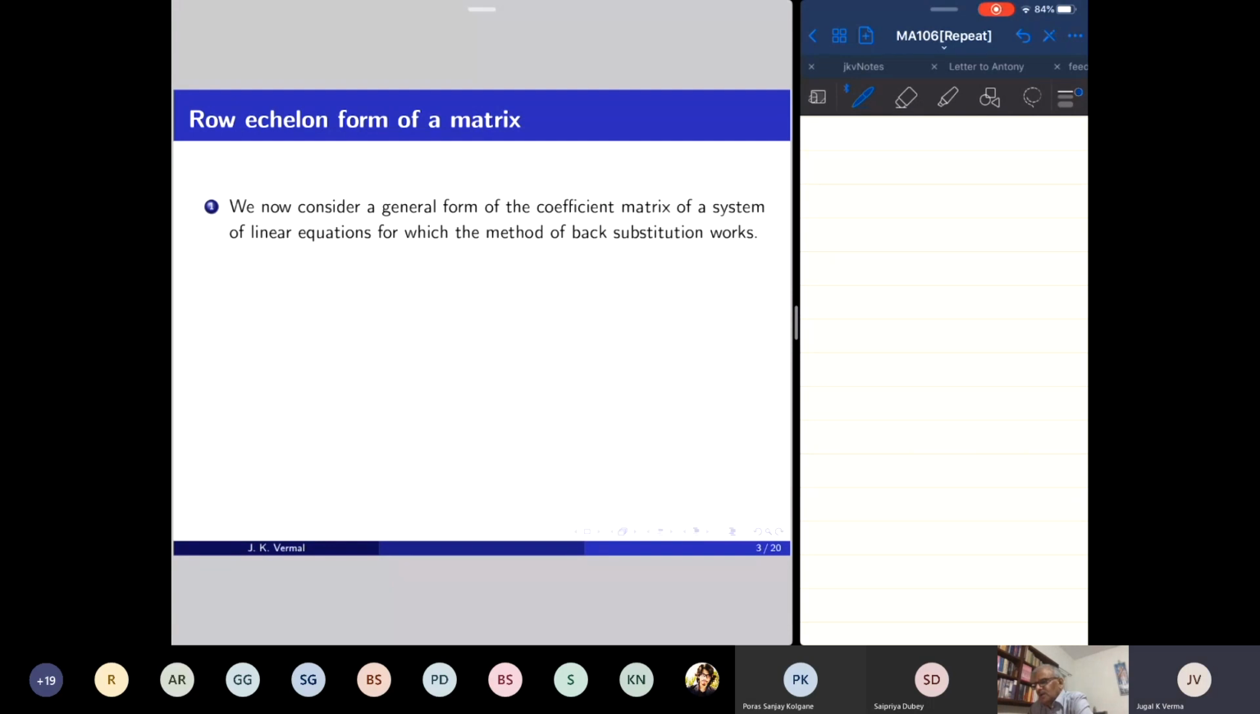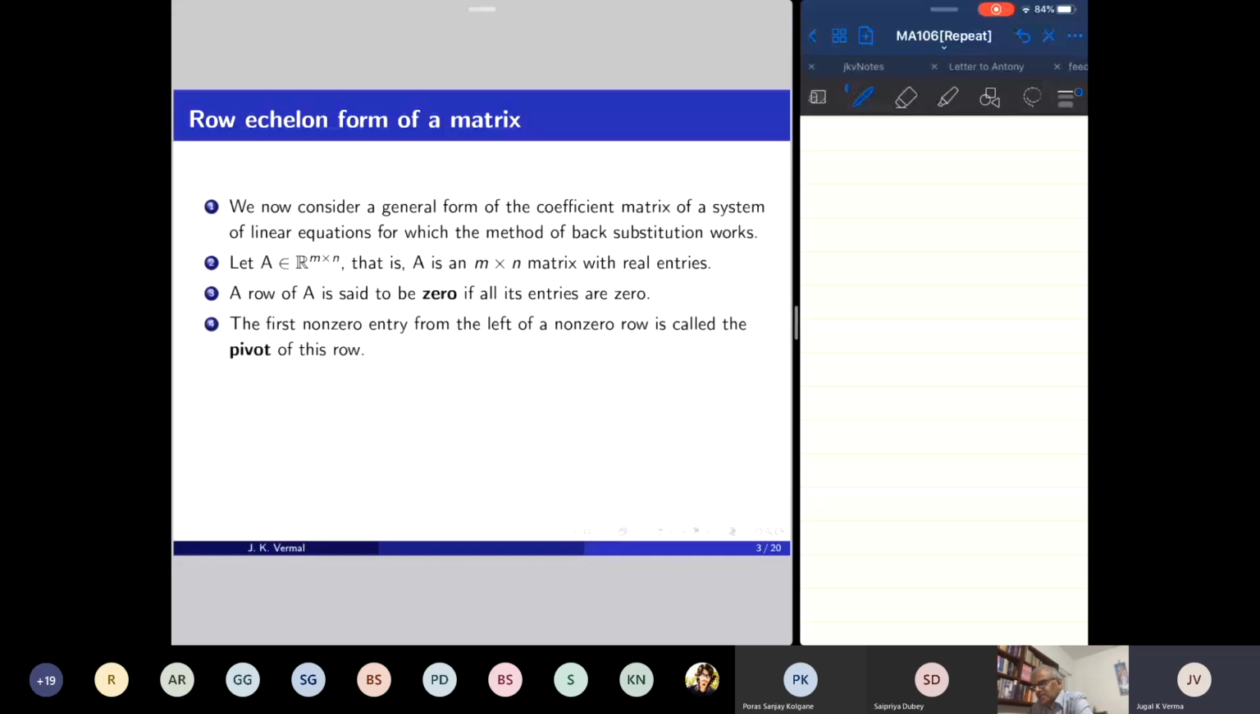So we consider the general form of the coefficient matrix of the system of linear equations for which the method of back substitution works. So take an m by n matrix. A is an m by n matrix with real entries. A row is said to be 0 if its entries are all 0. The first non-zero entry from the left of a non-zero row is called the pivot of this row.